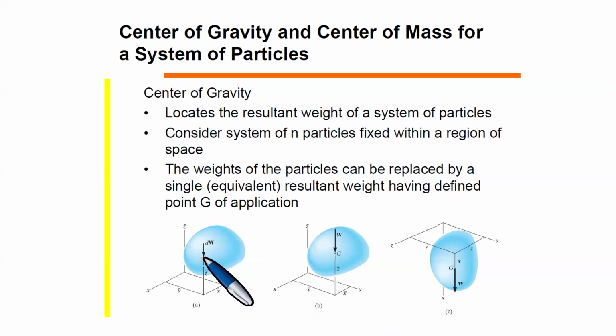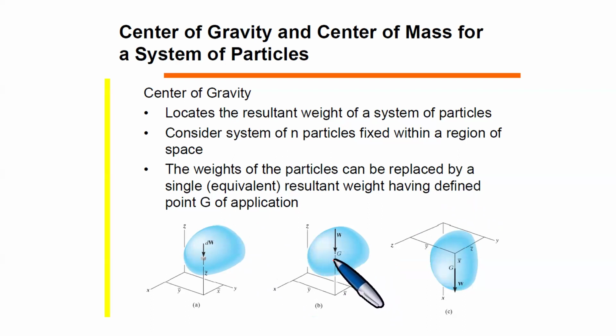So here's a particle that has some small weight, that's why it's called dW, but it can be replaced by a single equivalent resultant weight, having defined point G of application. Here's the point G right now, and we're thinking, okay, there are too many particles there, but we can just replace it by just one weight. Now, this weight has a defined point G of application.